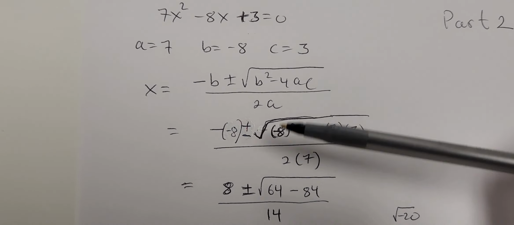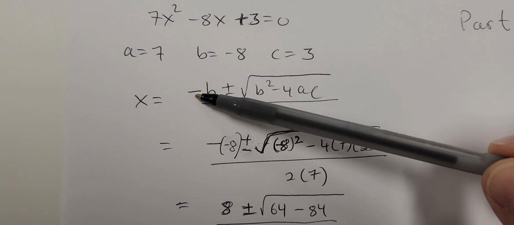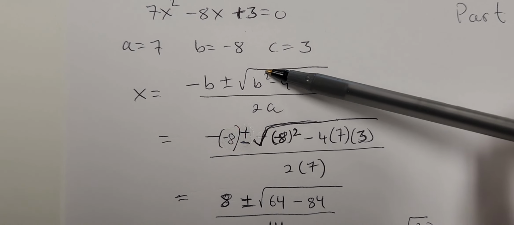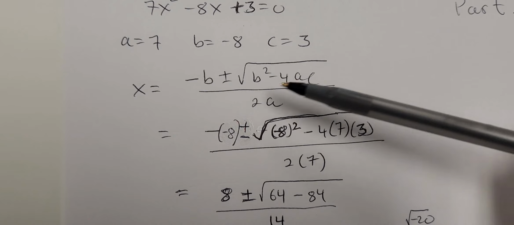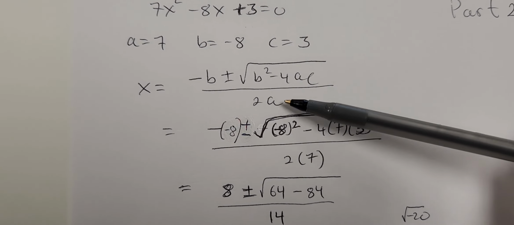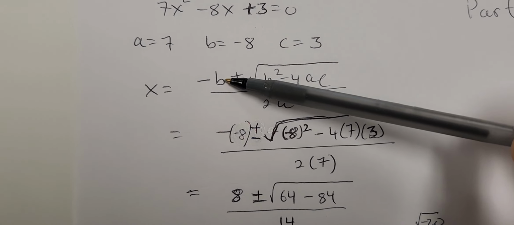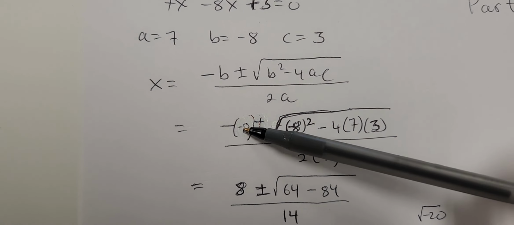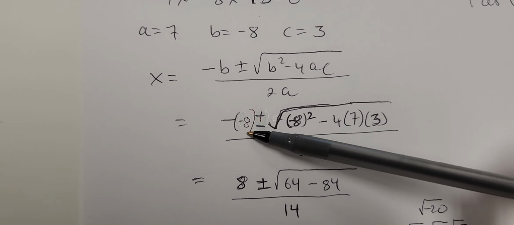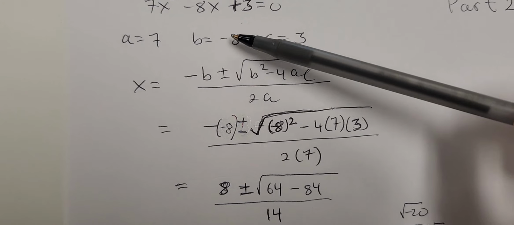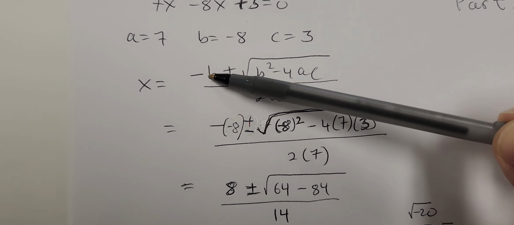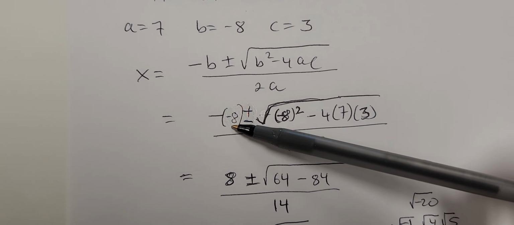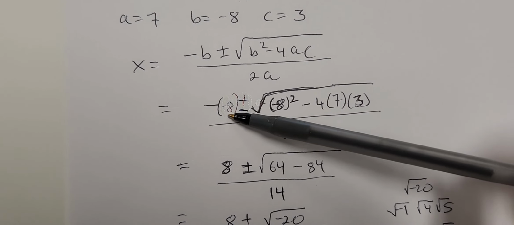And this is my quadratic formula. Negative b plus or minus square root b squared minus 4 times ac all over 2a. So put the b in. B is negative 8. Since I have two negatives, make sure you put in parentheses. So negative, parentheses, and then negative 8.